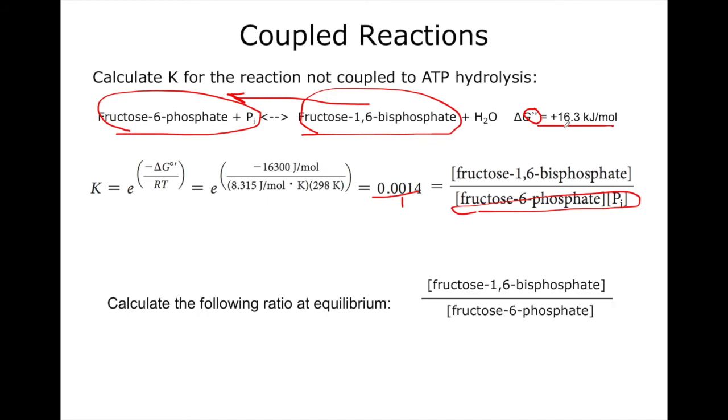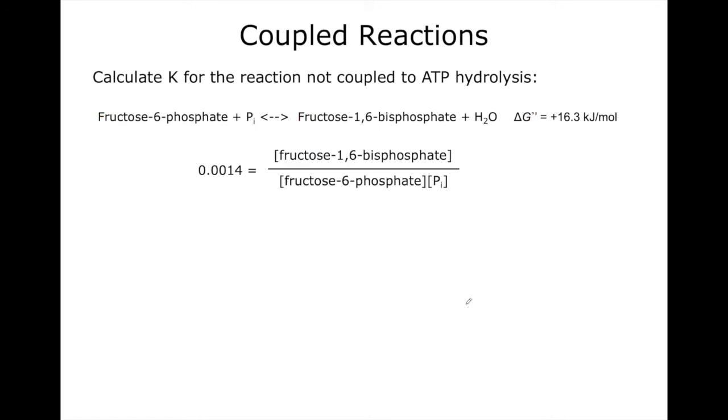But before we do that, let's simplify this just a little bit. Let's disregard, or account for, the concentration of phosphate, so we can just look at the concentration of the fructose 1,6-bisphosphate to fructose 6-phosphate. That way we can compare it to our coupled reaction a little more directly. So here's our equilibrium constant that we just calculated, and under most cellular conditions, the concentration of our free inorganic phosphate is about 1 × 10⁻³ molar, 1 × 10⁻⁴ molar, somewhere in that range.